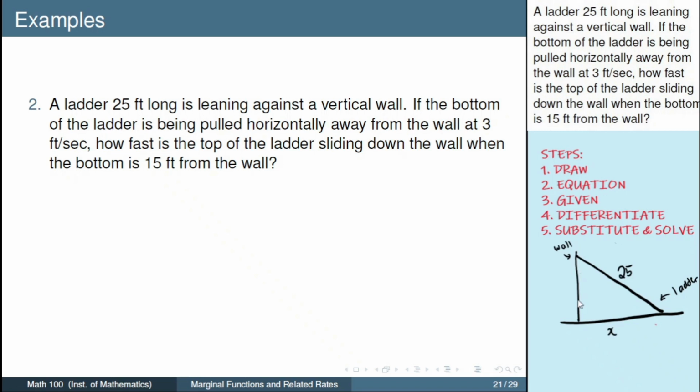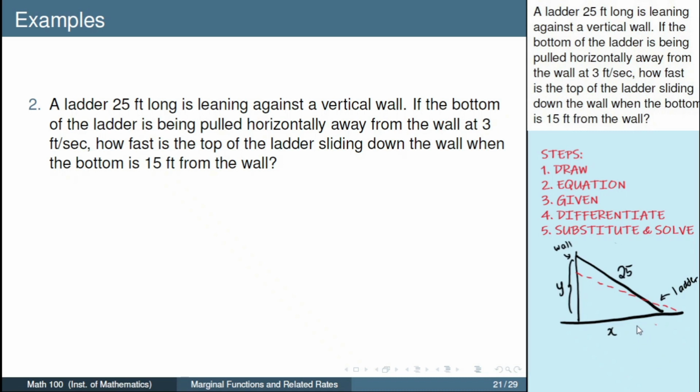Nagbabago ba siya? So, tignan natin, no? If you pull this horizontally away, so, ibig sabihin, nag-move yung ladder natin to the right. Kung mapapansin nyo, dapat bababa yung wall natin. So, parang magiging ganito, no? Pag pinul ko siya horizontally to the right. Okay? So, therefore, nagbabago din ang height ng ating ladder. And we let this as y. Okay? So, this is y. And this is our x.